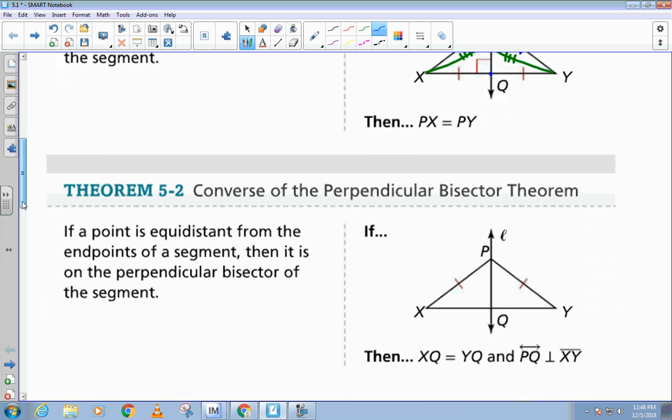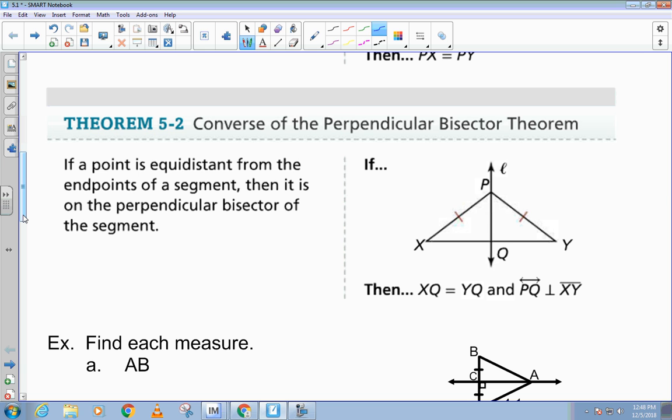The converse of that states that if a point is equidistant from the endpoints of a segment, then it is on the perpendicular bisector of the segment. So this is looking at it backwards. We see here that this point P is equidistant from X and Y. And that tells me that the line that this lies on that intersects this segment is the perpendicular bisector. So if it intersects XY, it's perpendicular and it bisects.